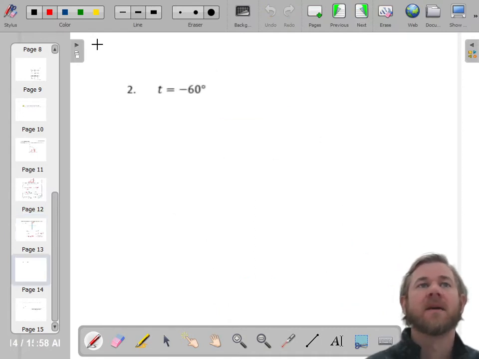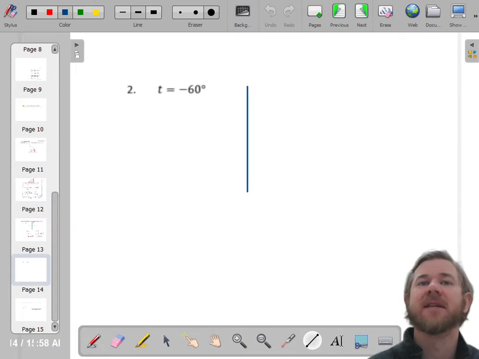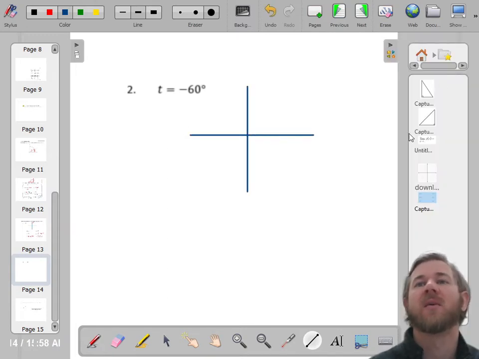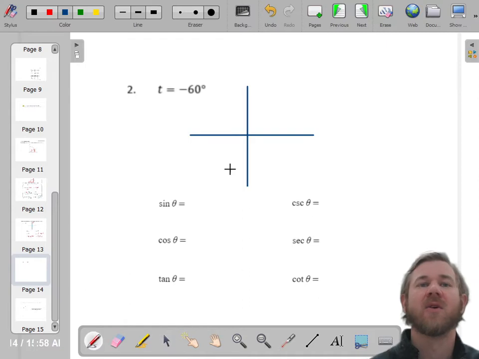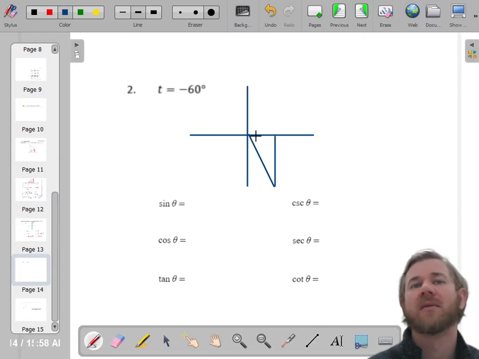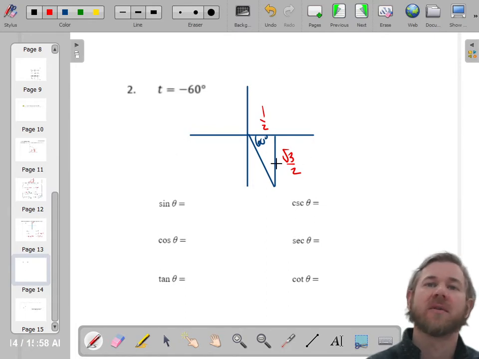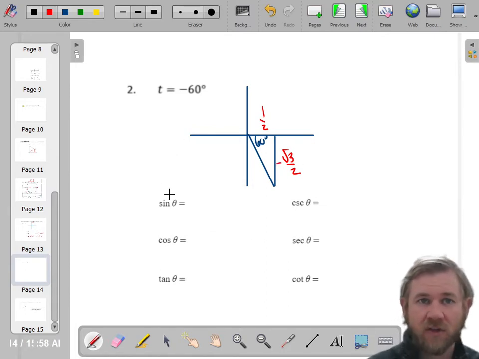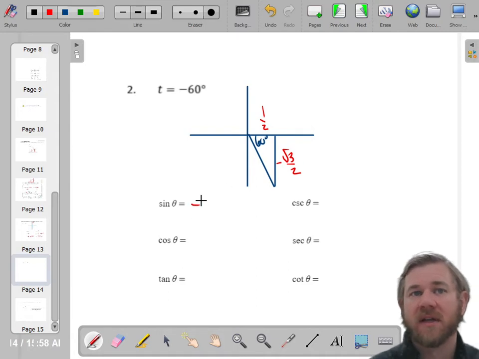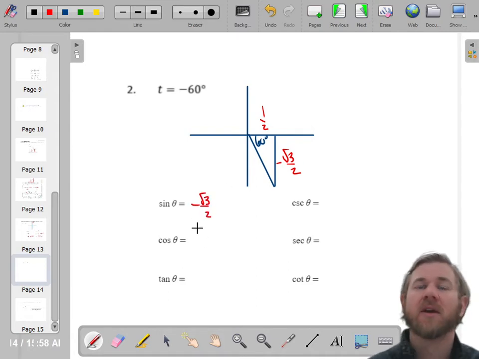Let's try another one. Negative 60. Negative 60 means we're going to go clockwise, 60 degrees, so below. Let's remember, across from 60 is radical 3 over 2. If this is 30, then across from that is 1/2. And in the fourth quadrant, y is negative. So the sine is the y-coordinate, negative radical 3 over 2. Cosine is the x-coordinate, 1/2.